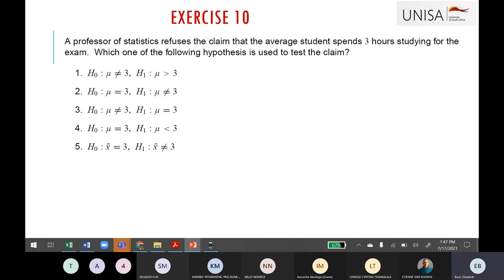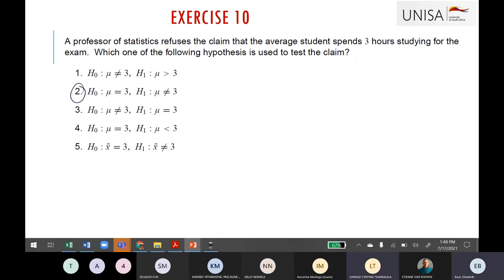A professor of statistics wishes to claim that the average student spends 3 hours studying for the exam. Which of the following hypotheses is used to test this claim? 1, 2, 3, 4, or 5. Three. 1, 2, 3, or 5? I think it's 2.